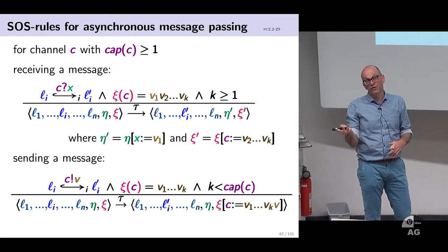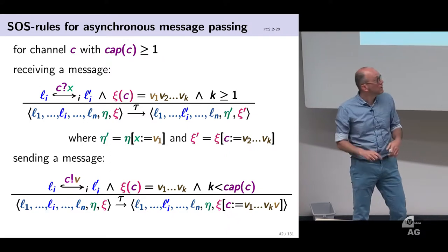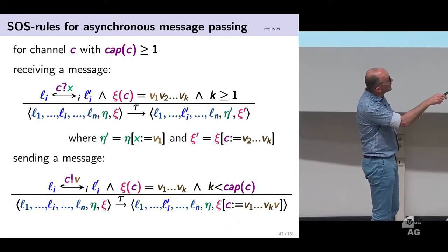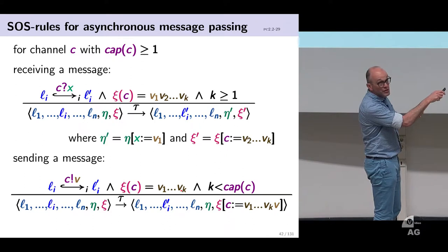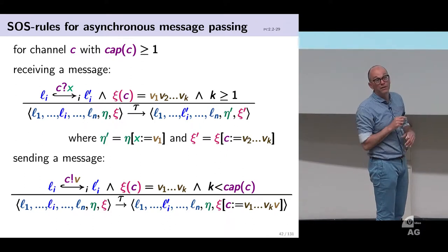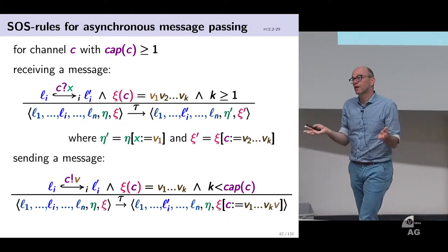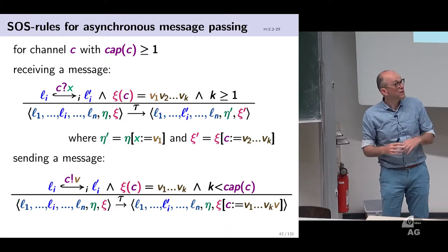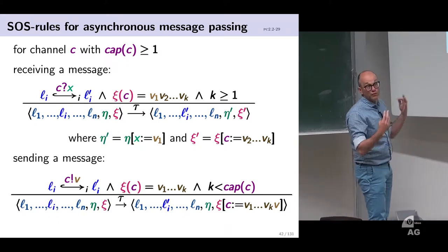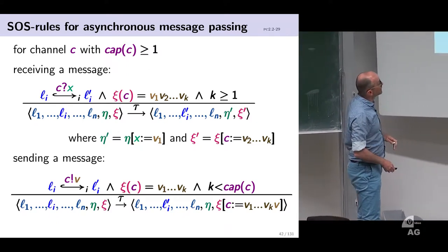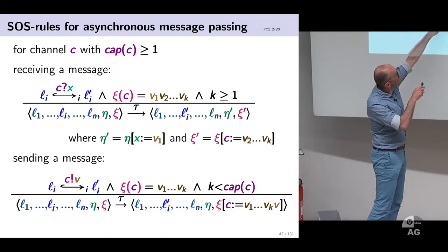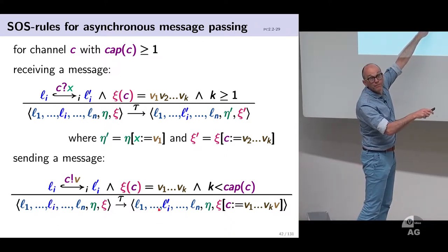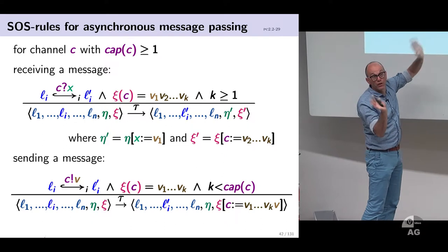When is the sending of a message enabled? If the buffer is not full. And that means that this K, the number of messages which is currently in the channel, needs to be strictly smaller than the capacity. Stated differently, there needs to be at least one free spot in your mailbox. Then you can do the sending. So that means that this program graph changes the program counter to Li prime. All other program graphs are not affected.